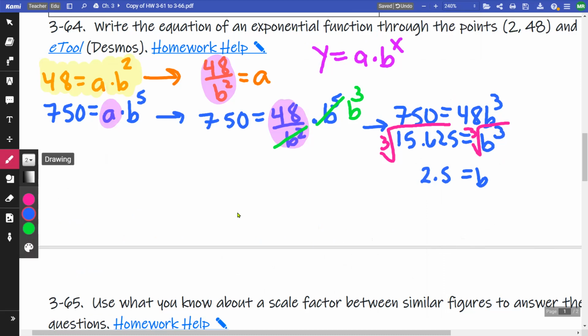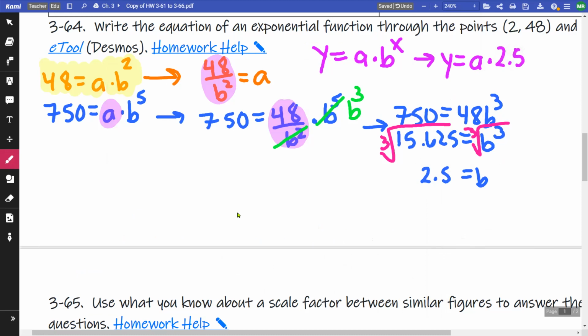So now when I come up to my equation at the top, my y equals, I know it's going to be y equals a times 2.5 to the power x. And here, I'm actually going to write it this way so that it doesn't look like that, 2.5 to the power x. And now I need to find my a. So one way to do that is to take my 2.5 and plug it into this equation here that I just put in purple for my b.